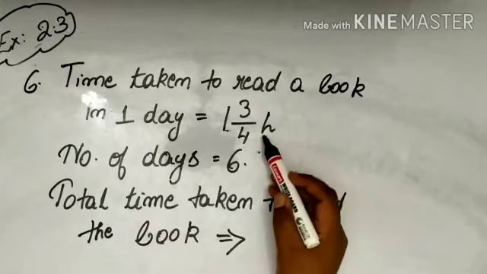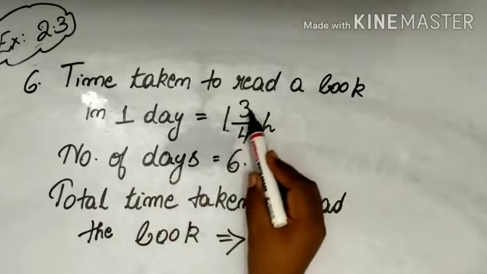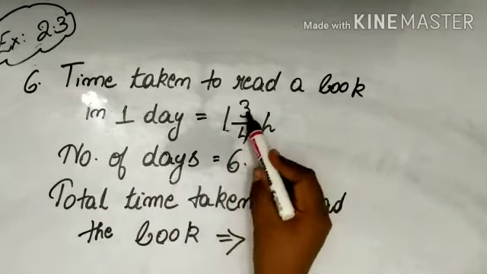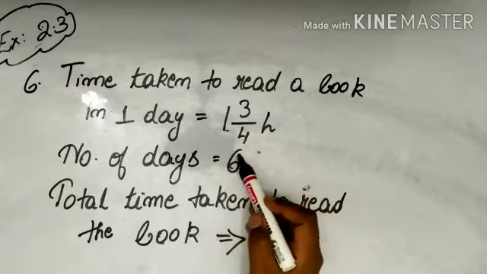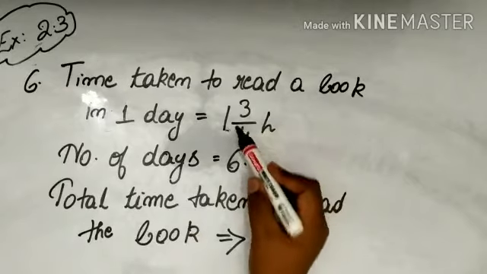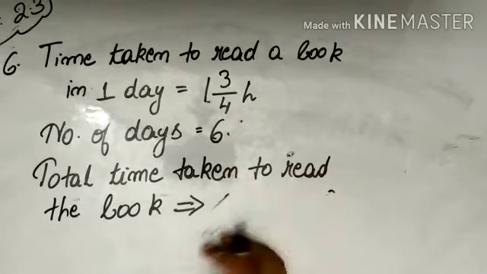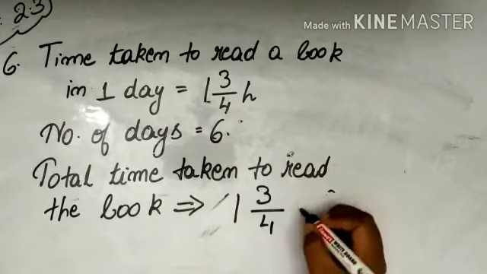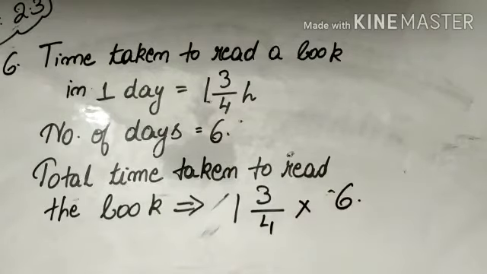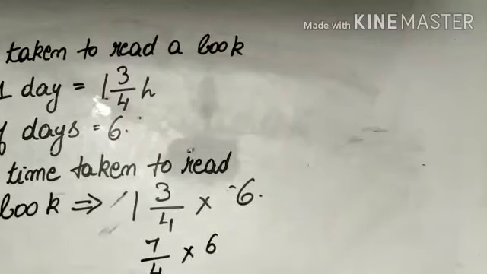So in this, 1 day is 3 by 4. Normal multiplication we'll be using, because we have to add 3 by 4 6 times, because 1 day 3 by 4, second day 3 by 4. Similarly, because this is repeated addition, it will become 6 into 3 by 4. Right? Now we'll multiply this, or we'll do it like this. 3 by 4 multiplied to 6, right? So 3 by 4 into 6.